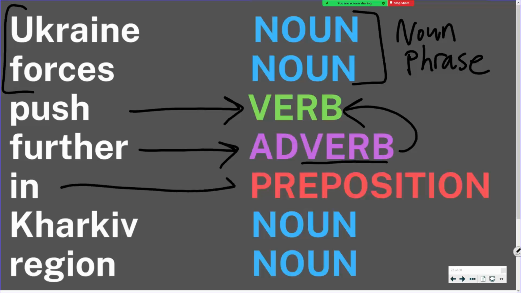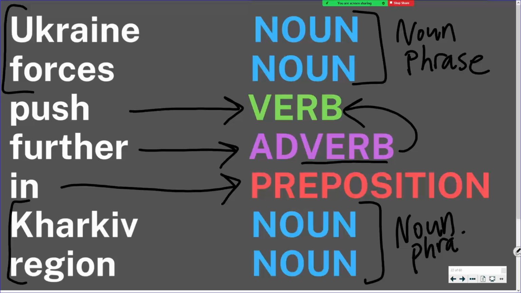In is a preposition. Prepositions are relationship words. They tell us when something happened. They tell us where something happened. In this case, it's where. They pushed into the Kharkiv region, which is another noun phrase. So sometimes 2 or 3 or even 4 words combine and they basically just become one noun. The Kharkiv region is like one place in the world. It takes two words to tell us that. It'd be like saying Northwestern Ontario, right? You need two words to say it, but it's one place.